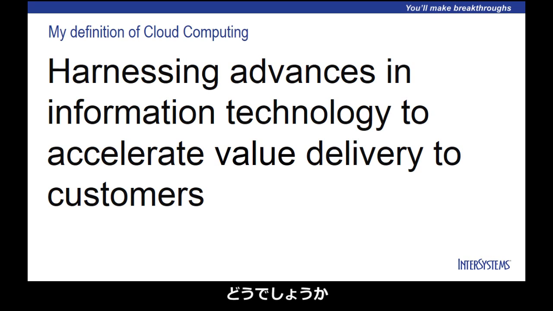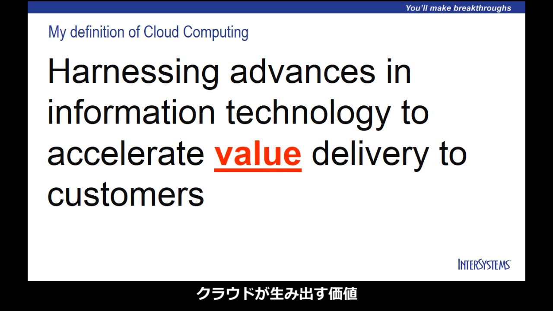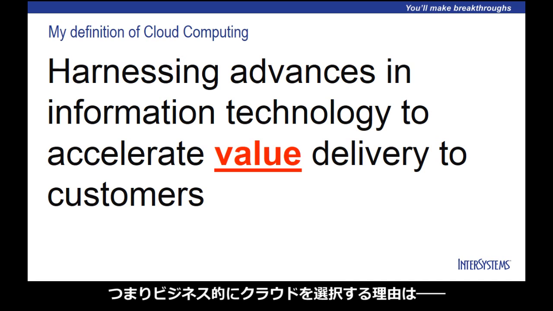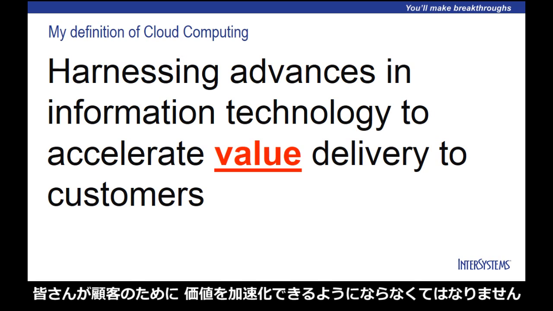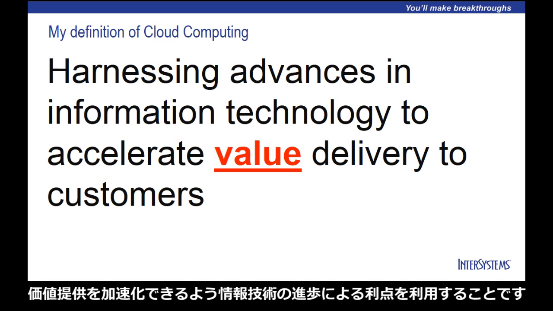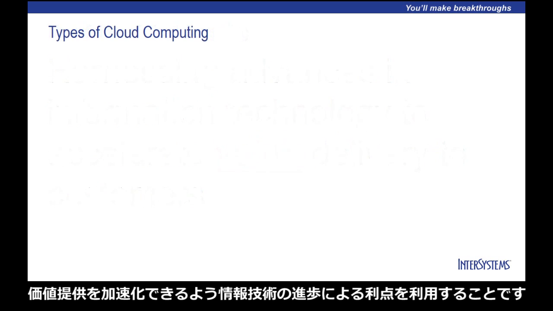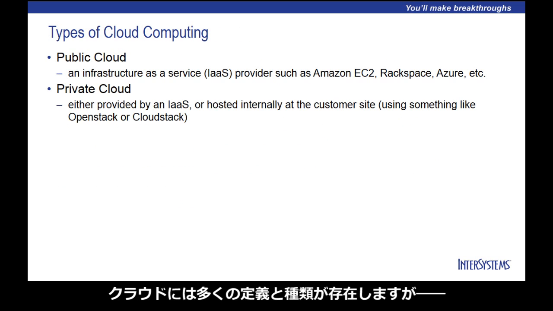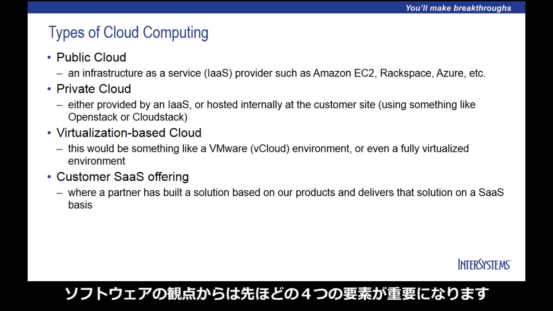Well, what do I think? I really think cloud and the value generated by the cloud, or the business reason for the cloud, is really about accelerating value delivery to customers. It's about you being able to accelerate value for your customers. And it's all about taking advantage of all of these advances in information technology so that you can accelerate the value delivery. So there are many different definitions and types of clouds out there. From my perspective, from a software standpoint, I think these 4 make sense.